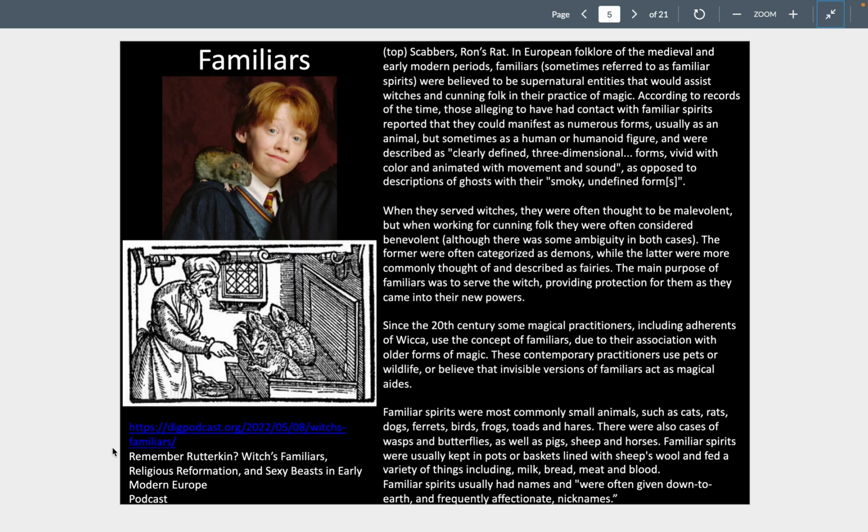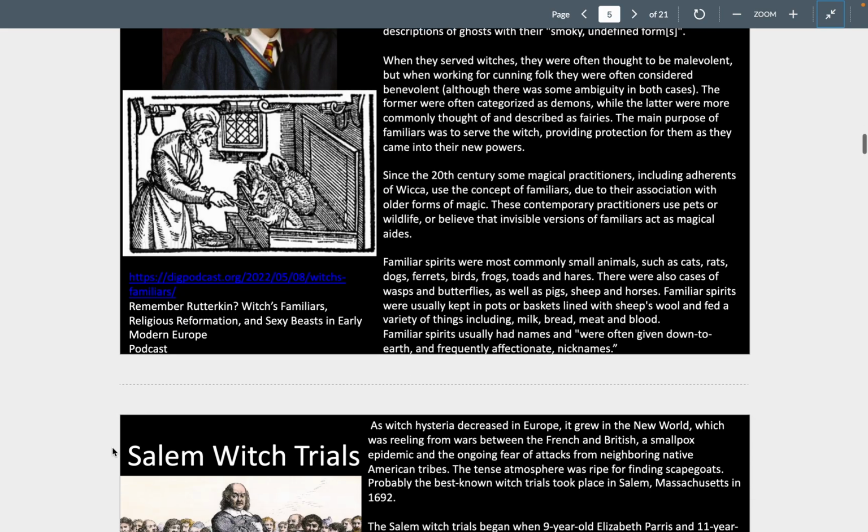Familiar spirits are more commonly small animals such as cats, rats, dogs, ferrets, birds, frogs, toads, and hares, rabbits. And there were also cases of wasps and butterflies, as well as pigs and sheep and horses. Familiar spirits were usually kept in pots or baskets, lined with sheep's wool, and fed a variety of things, including milk, bread, meat, and blood. Familiar spirits usually had names and were often given down-to-earth and frequently affectionate nicknames, like Ron's rat Scabbers.